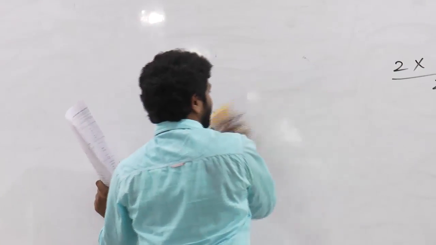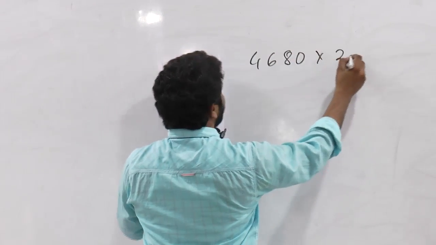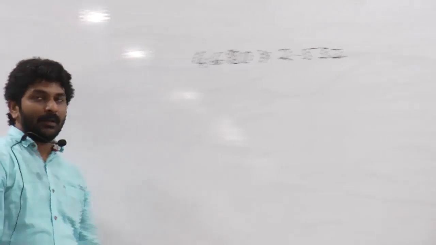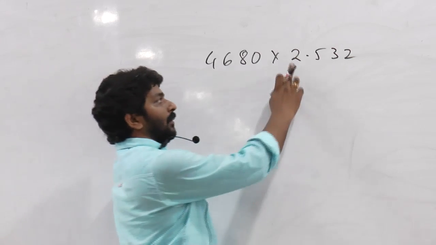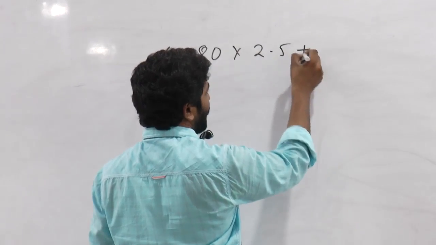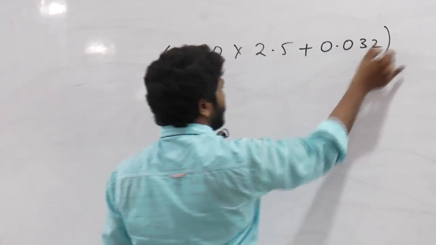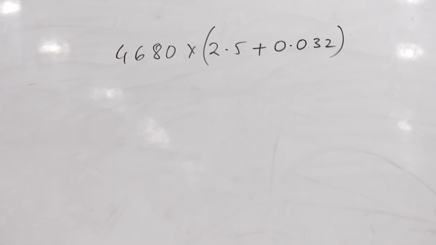Now, what is our first number? 4,800 minus how much is that? 120. 4,680 into 2.532. Right. For the time being, let's treat this number as 2.5 plus 0.032. Forget about this, I'll come to this later. Don't worry about that. Wait a minute.